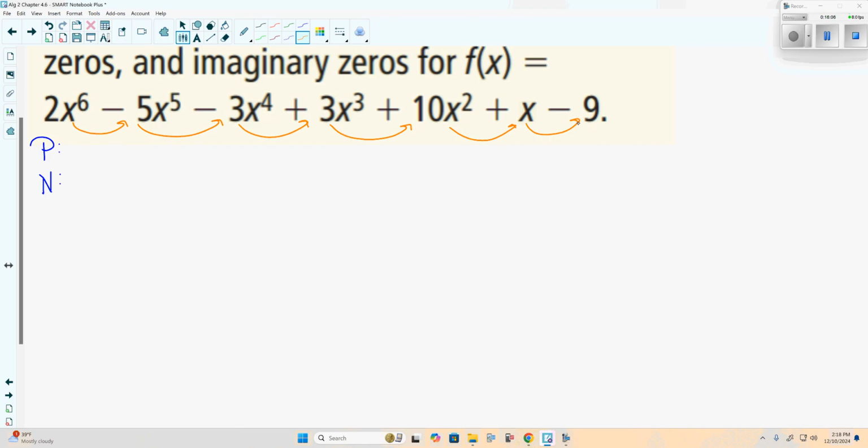From our 6th to the 5th, it goes from positive to negative. From our 5th to the 4th, it goes from negative to negative. So it doesn't change. From our 4th to the 3rd, we go from negative to positive. From our 3rd power to our square, we go from positive to positive, so it doesn't change. From our x squared to x, positive to positive. And from our x to negative 9, we get our 3rd change.